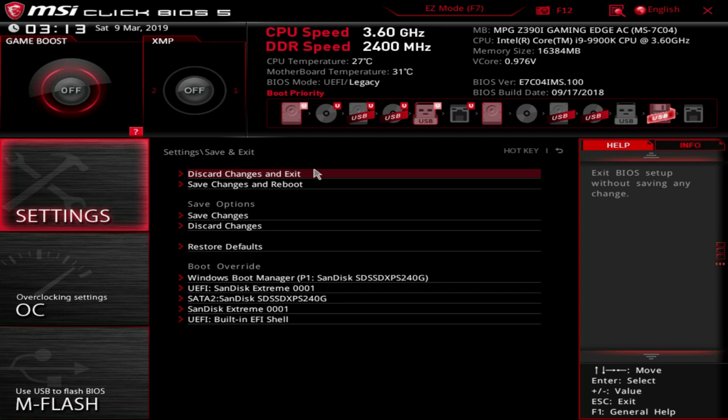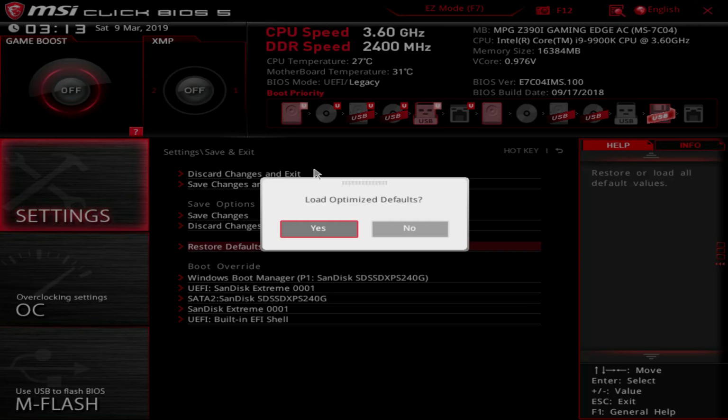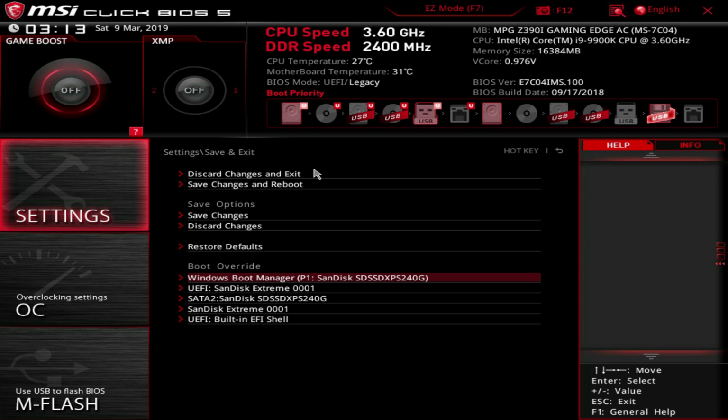Then we got save and exit, where you can discard changes and exit, save changes and reboot, save changes, discard changes, restore your defaults, so just wipe the BIOS back to stock. And then, of course, boot override to force the system to boot to one of these devices from the BIOS.